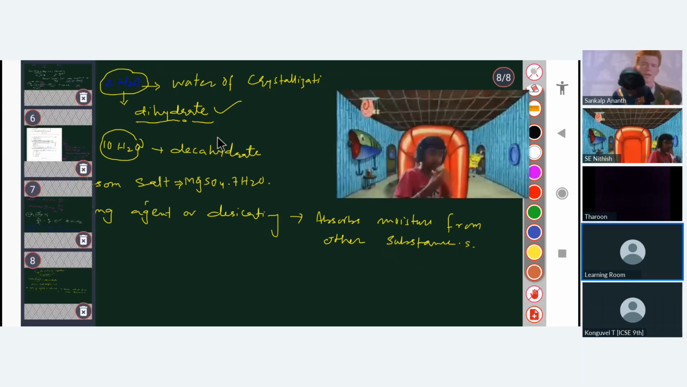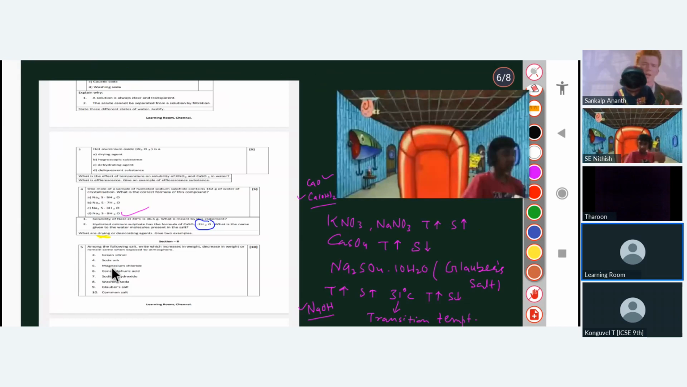Okay, let's see the next very important question. Among the following salts, which increases in weight? That means you have to tell which will increase its weight, which will decrease its weight, or which will not change its weight when exposed to atmosphere. It is very easy. See, any salt which is exposed to the atmosphere, if it absorbs moisture, its weight will increase. If it loses its water of crystallization, it will decrease its weight. If it neither loses nor absorbs moisture, its weight will remain the same.